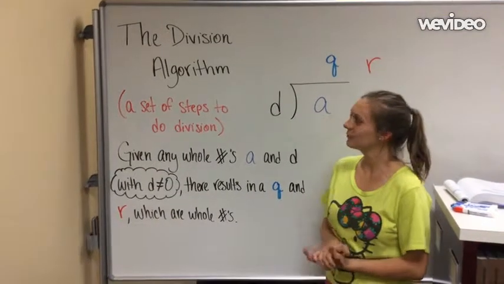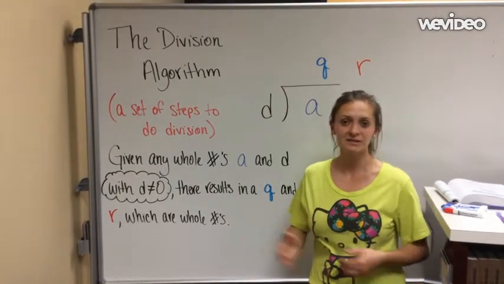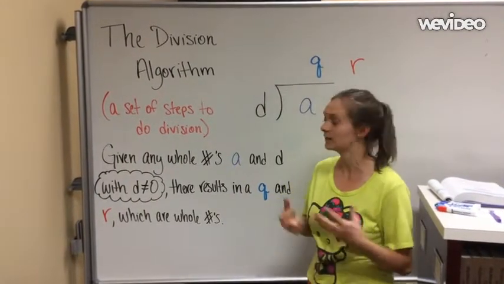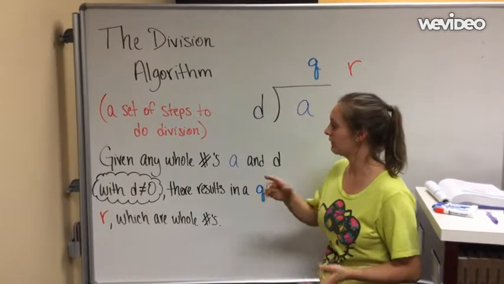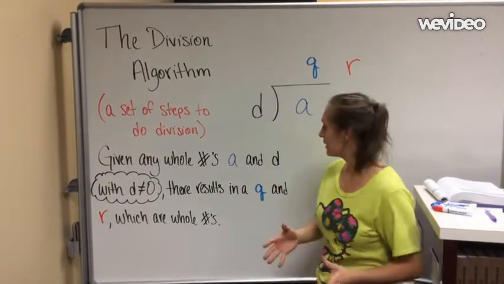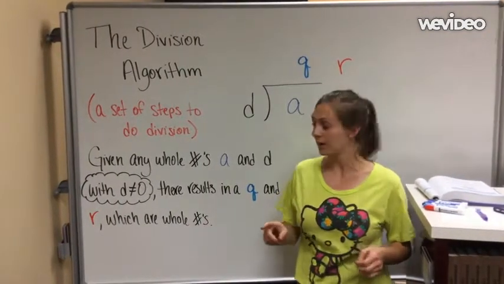Today we are going to learn about the division algorithm, which is just a fancy way of saying how to divide using certain steps. And with this process, we are going to have a whole number, A, and also another whole number, D, except D cannot be equal to 0.